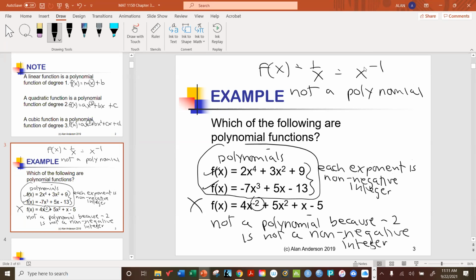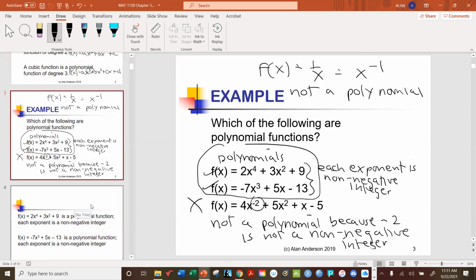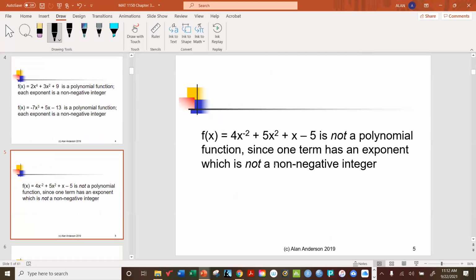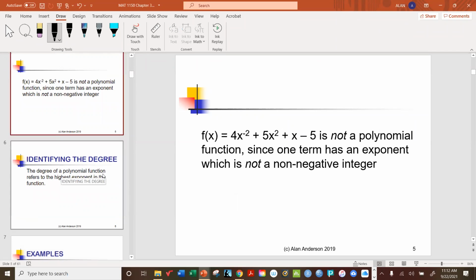Okay, I just want to throw that in there as well so you can see that. All right, great. So once we got that, and it goes through it here, each exponent is a non-negative integer. Those two are fine, not this one. It doesn't belong to the club, so to speak.